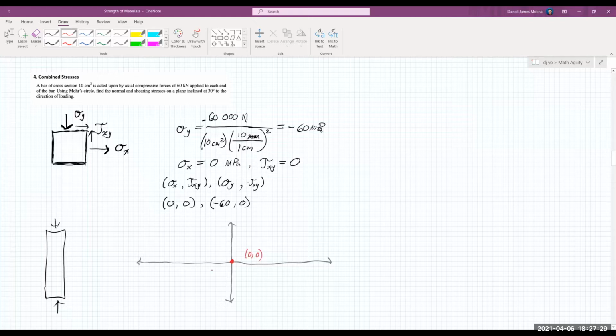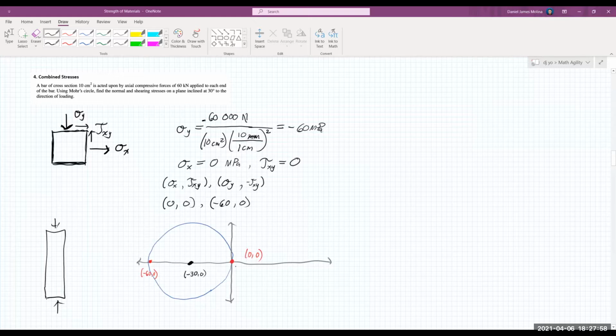Okay, and then negative 60, 0, the point is somewhere here. And then to draw the Mohr circle, bear with me, it will approximately look like this. Okay. So for us to easily analyze the given problem, we can locate the center of the Mohr circle by using the midpoint formula. We have negative 30, 0.